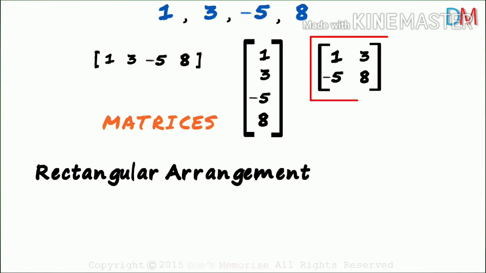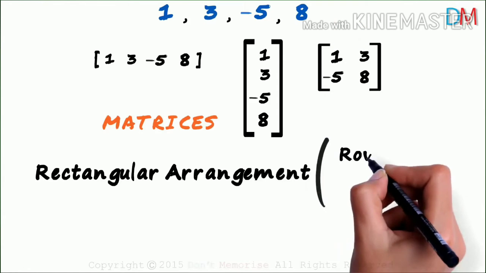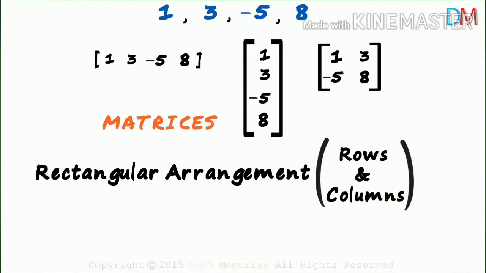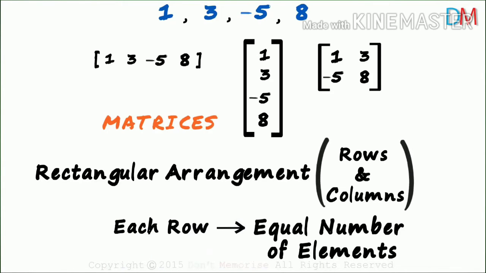And what about the third one? It has 2 rows and 2 columns. So a matrix is just a rectangular arrangement of rows and columns. But there is one important condition we need to keep in mind. Each row needs to have equal number of elements. For instance, in the second matrix, each row has 1 element, and in the third matrix, each row has 2 elements.